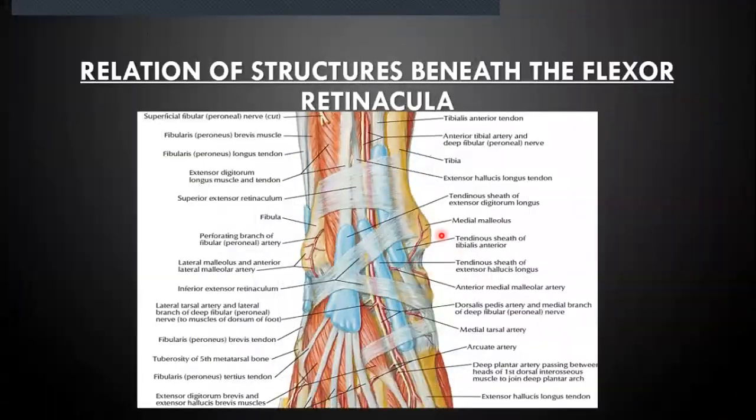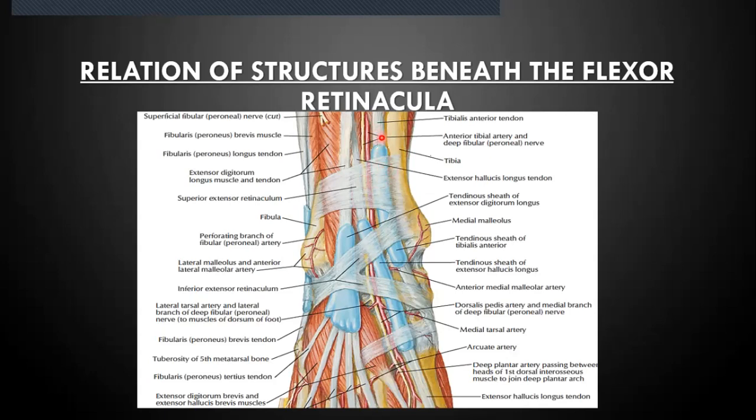Now, let's look at the relation of structures to the extensor retinacula. This is the superior extensor retinaculum. This is the inferior, which has a stem here and the band, upper band, lower band. This is the medial side. This is lateral. The attachments of the superior extensor retinaculum are the anterior border of the tibia medially and the anterior border of the fibula laterally. And here you can see, from medial to lateral, the structures are arranged.